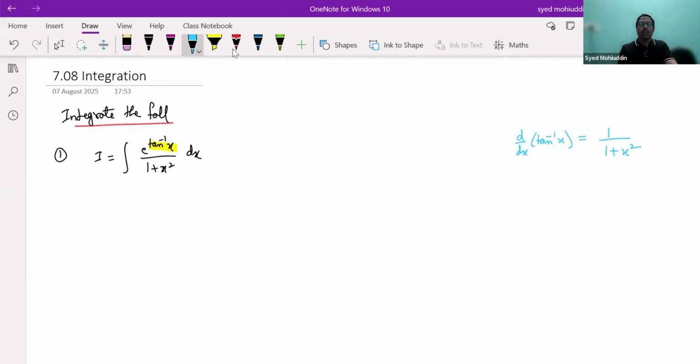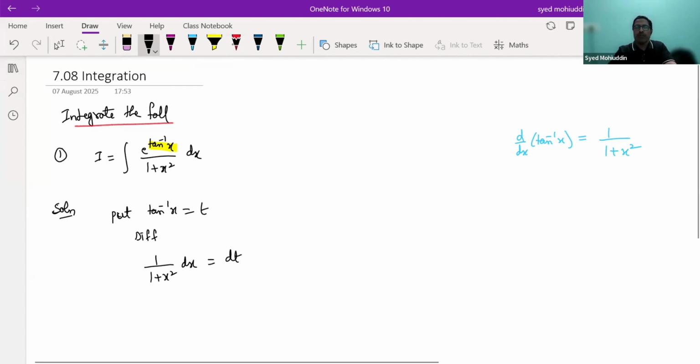So therefore, you can observe that this 1 by 1 plus x square is there over here. So therefore, you have to put the value of tan inverse of x equals t. So put tan inverse of x equals t. Therefore, if you differentiate this, the derivative of tan inverse will be 1 by 1 plus x square into dx, which equals, on the right hand side, dt.